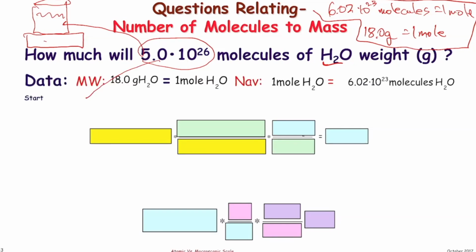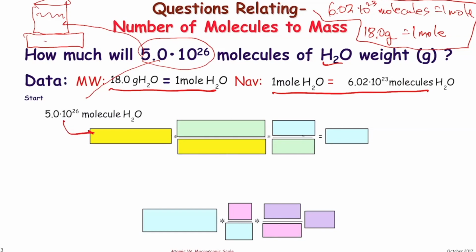Okay, this is the information I need: the molar mass and Avogadro's number. To start, I'm going to use 5 times 10 to the 26 molecules. So I'm going to put 5 times 10 to the 26 molecules as my starting point, right there. Then I look at the units of that. That has molecules in it.